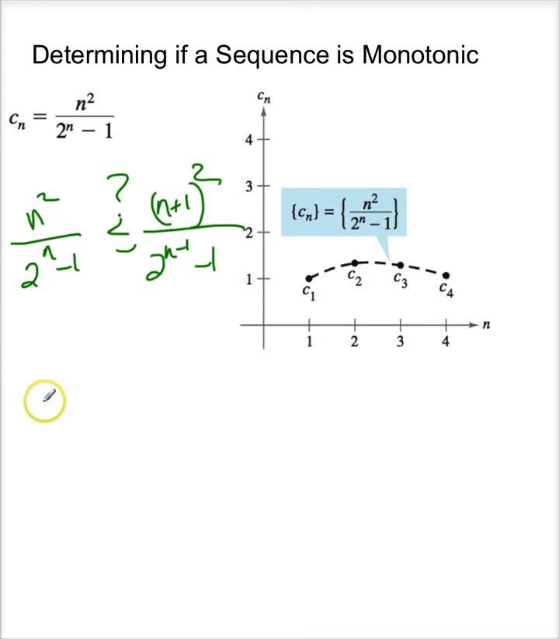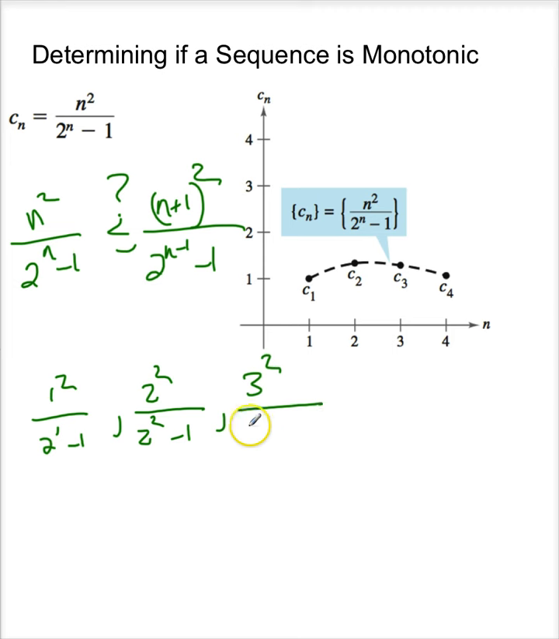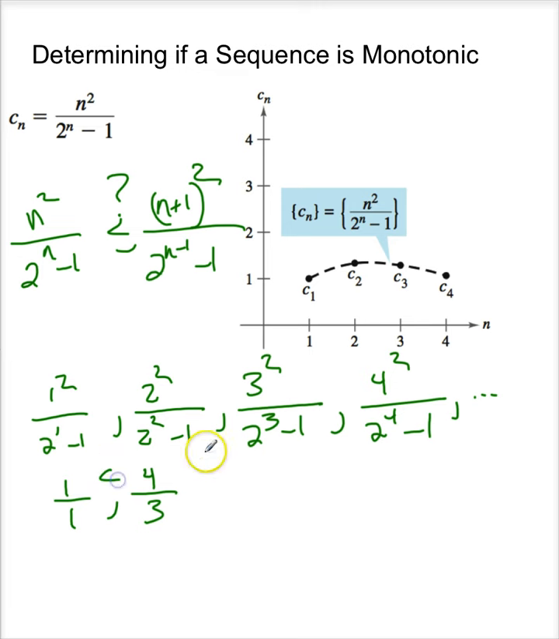So instead, let me list out the terms. For n equals 1, it's 1 squared divided by 2 to the 1 minus 1. 2 squared divided by 2 to the 2 minus 1. 3 squared divided by 2 cubed minus 1. 4 squared divided by 2 to the 4th minus 1. Okay, so this is 1 divided by, let's see, 2 to the 1 minus 1 is 1. 2 squared is 4, divided by 4 minus 1 is 3. So it looks like it's monotonic so far.